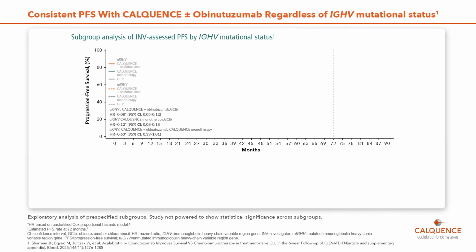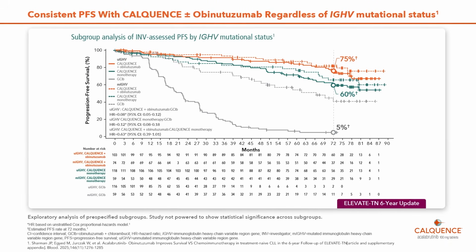Another important CLL feature that has historically affected prognosis is IGHV gene mutation status. An unmutated status has generally predicted a more aggressive clinical course. Up to 60% of previously untreated CLL patients can present with unmutated IGHV status. The PFS rates of first-line CLL patients treated with CALQUENCE based on IGHV status are shown in the graph you see here. CALQUENCE with or without obinutuzumab delivered consistent PFS results regardless of IGHV mutational status.